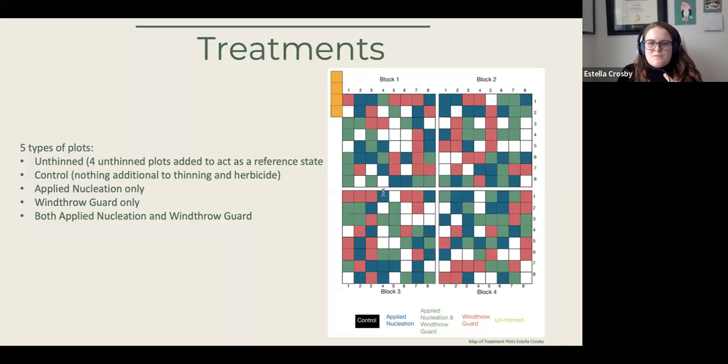The next plot type is called the wind-throw guard plot type. The idea of a wind-throw guard is planting a herbaceous species in a ring around a woody species, and this is thought to reduce damage or mortality from the wind. Canada goldenrod was used as a wind-throw guard species in this treatment. So there are plot types which have just applied nucleation, plot types which just have wind-throw guard, so a ring of goldenrod, and then plots which have applied nucleation and wind-throw guard. So a beaked hazel shrub or a yellow birch tree surrounded by a ring of goldenrod.